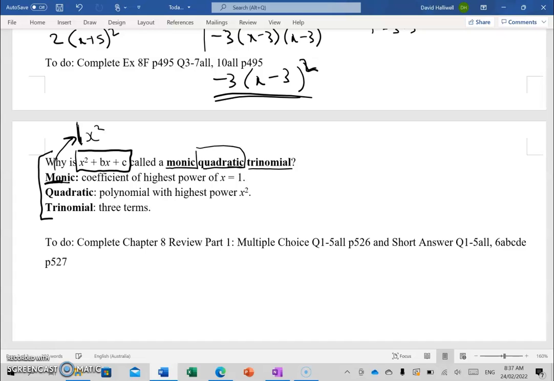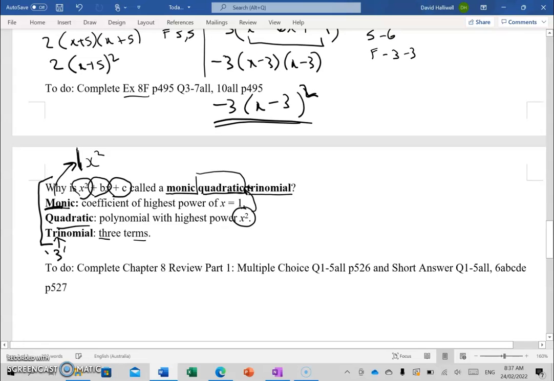Quadratic is a polynomial where the highest power of x is power of 2. Quadratics are things that have x squareds in them. And trinomial, tri means 3. So trinomial means 3 terms. So you can see that we've got 1, 2, 3 terms. So this procedure that we've been doing today is how you factorize monic quadratic trinomials.